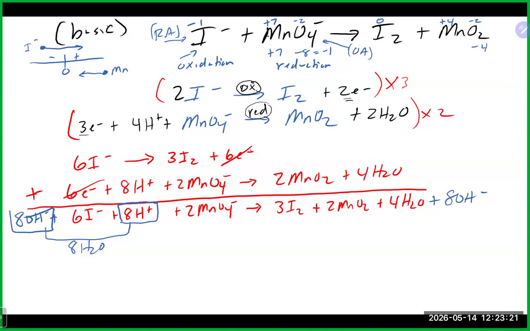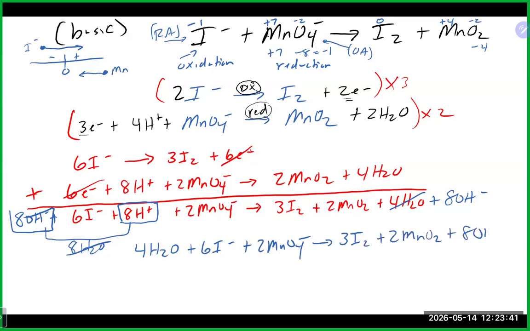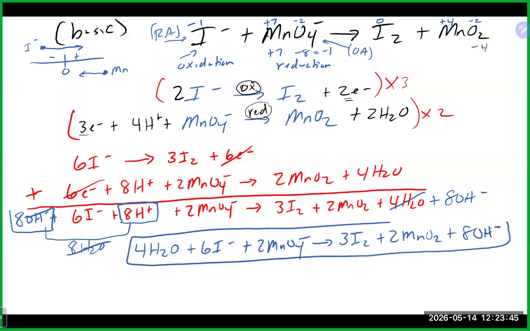And once again, you typically can reduce it down. So we'll reduce that down to 4 waters left over on the left, plus 6 iodide, plus 2 MnO4- goes to 3 I2 plus 2 MnO2 and 8 OH-. And now we should be balanced here in basic conditions.